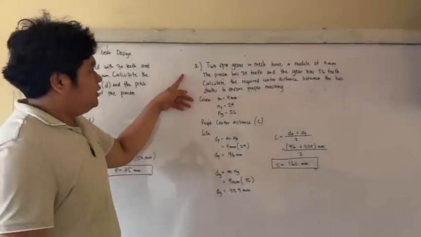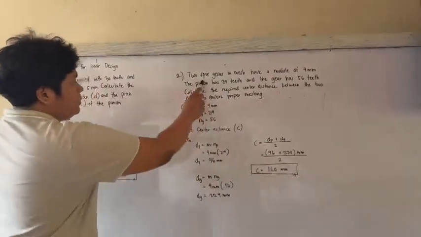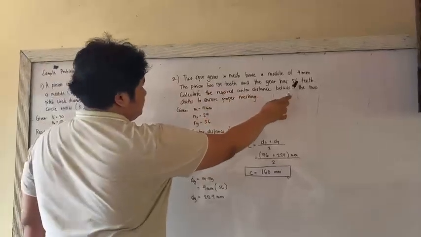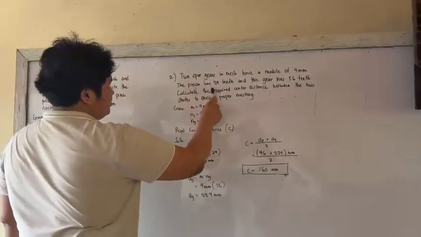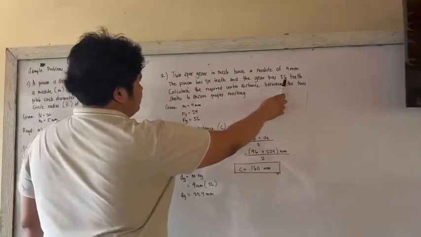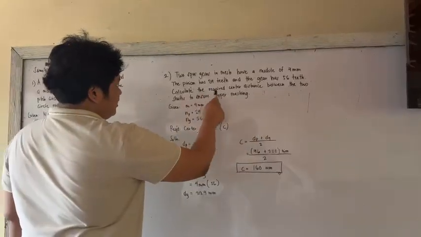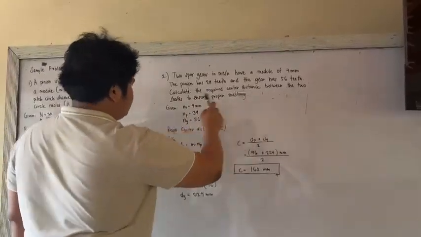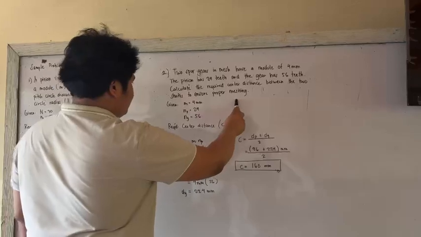And so for next, we have number 2. Two spur gears in mesh have a module of 4 mm. The pinion has 24 teeth and the gear has 56 teeth. Calculate the required center distance between the two shafts to ensure proper meshing.